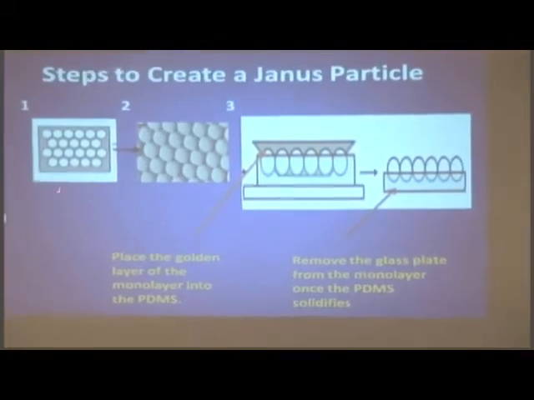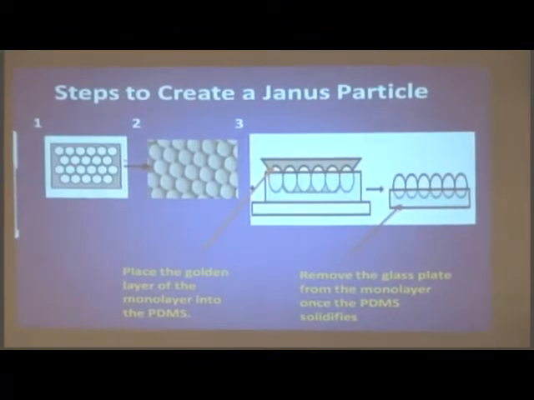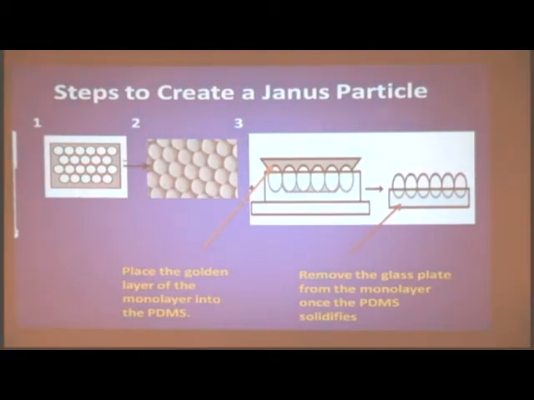Now, we're going to take this plate of glass and the layer of gold, and put it into the liquid form of the PDMS. Then we're going to solidify it by adding heat, and then it will become a harder substance. Then we can just peel the plate off the particles, and you'll pretty much just have this.